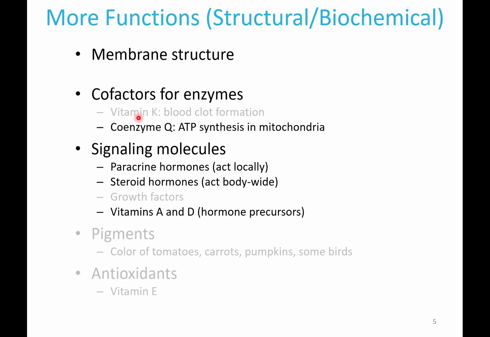Vitamin K, the book also talks about. Not really going to cover it in this class, but that's involved in blood clot formation. There are some other cofactors. Okay, signaling molecules is also another important biochemical use of lipids. Right, we have paracrine hormones that act locally, or steroid hormones that act body-wide. And vitamins A and D are both hormone precursors. The book also mentions pigments and antioxidants. Those are some uses of lipids, which won't be important for our class.